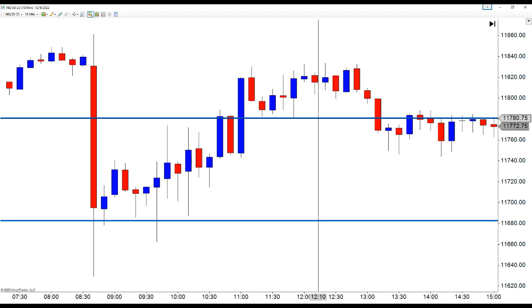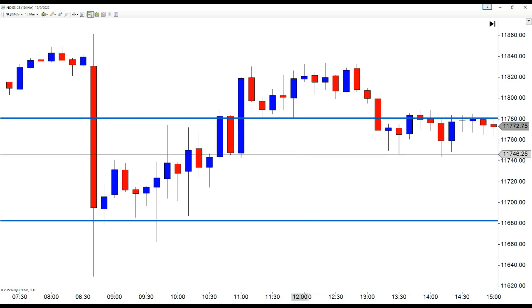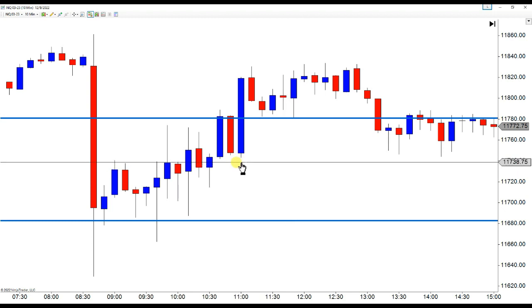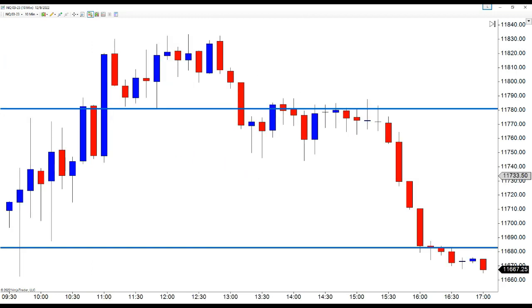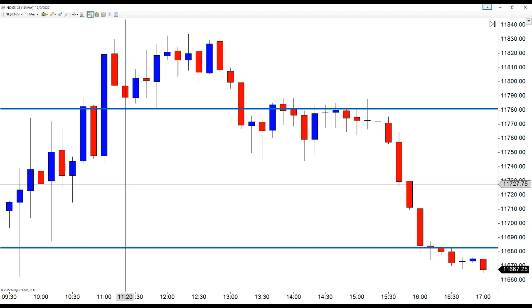Again, I encourage you guys to just grab the smaller targets. I know we all want to make 400, 500, 1,000 a day. I understand, but just take a look at this. If you look from the U.S. open at 9:30, does this look like a trending market?